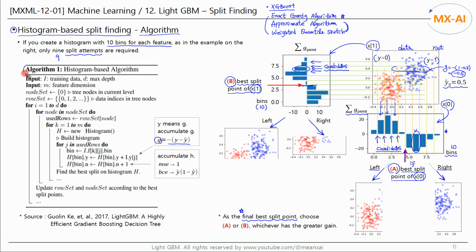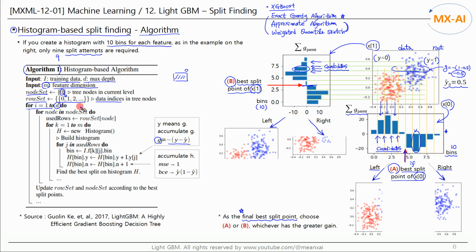Next, let's look at the algorithm 1 presented in the paper. The capital I stands for training data, and D stands for the depth of the tree. M is the feature dimension. Initialize node set and row set like this. 0 means the root node. The first element of the row set is a list of indices of the data points in the root node. Split the root node to depth D.